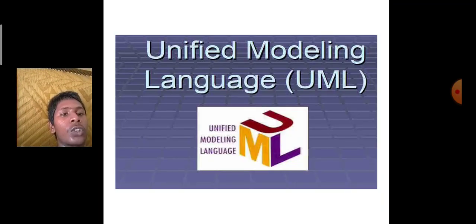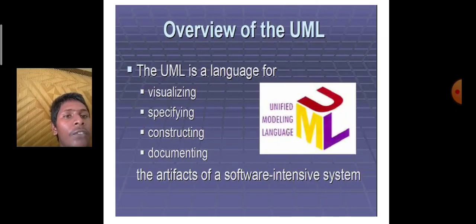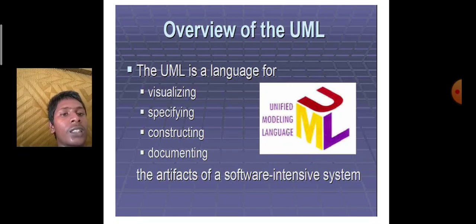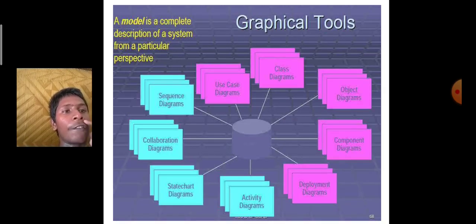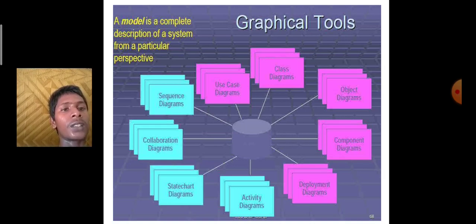Unified Modeling Language, UML. Overview of the UML: the UML is a language for visualizing, specifying, constructing and documenting the artifacts of a software-intensive system. It uses graphic tools. A model is a complete description of a system from a particular perspective. Diagrams: use case diagrams, class diagrams, object diagrams, component diagrams, deployment diagrams, activity diagrams, state chart diagrams, collaboration diagrams, sequence diagrams.